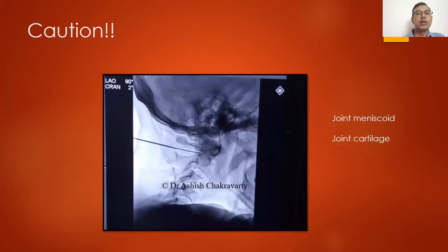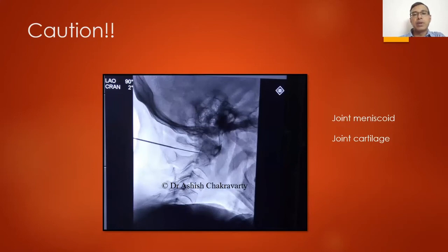When you are pushing the needle through the posterior capsule of the atlantoaxial joint, you must remember that there can be a meniscus inside the joint and there can be cartilage which can be injured if you impale these structures with your needle. So no undue force should be exerted while putting in the 22 gauge spinal needle.